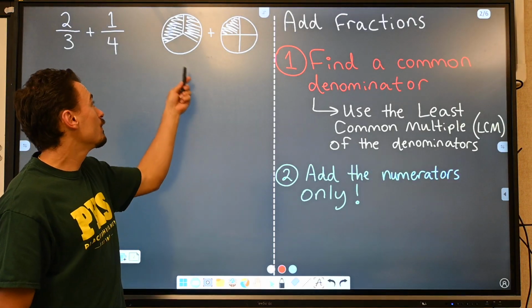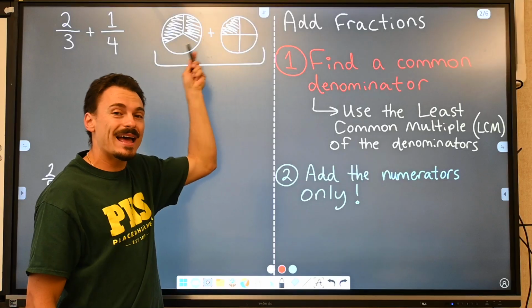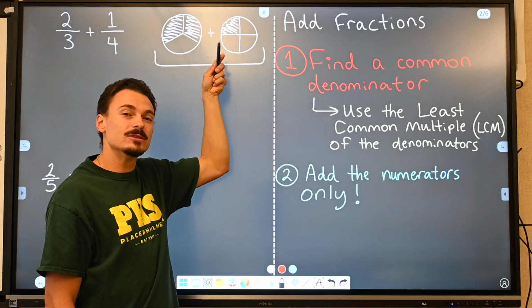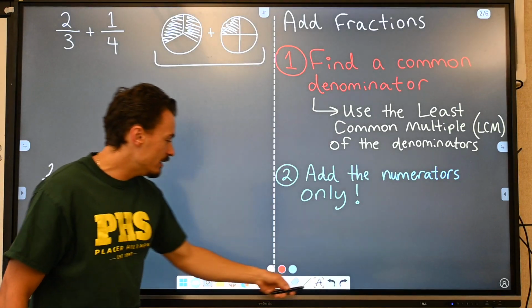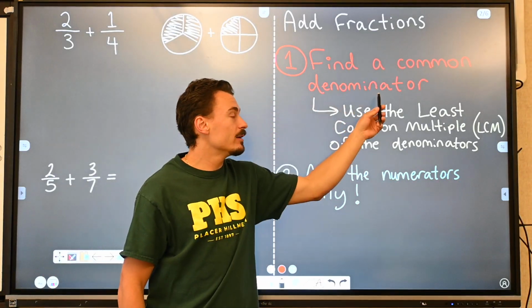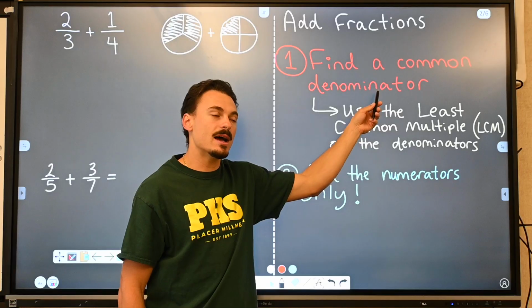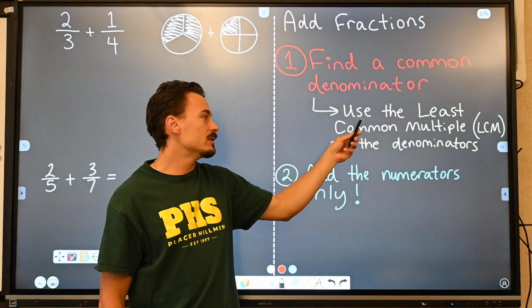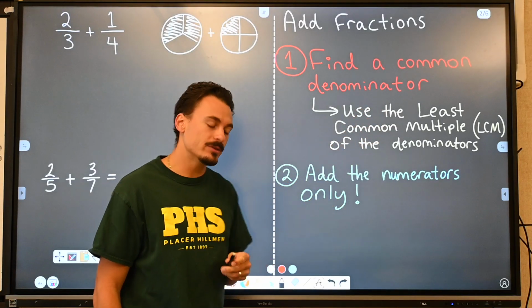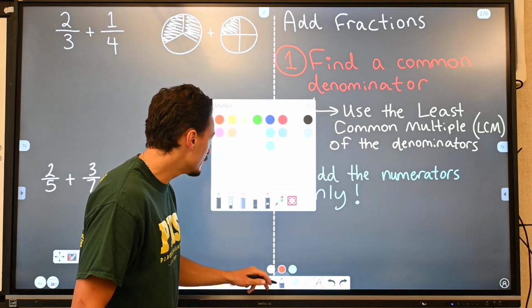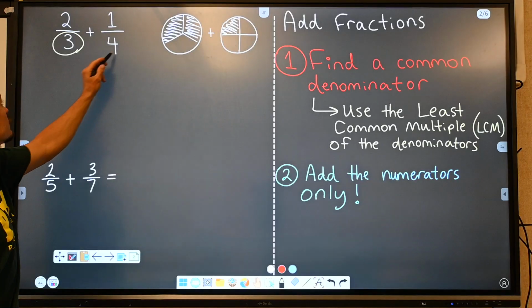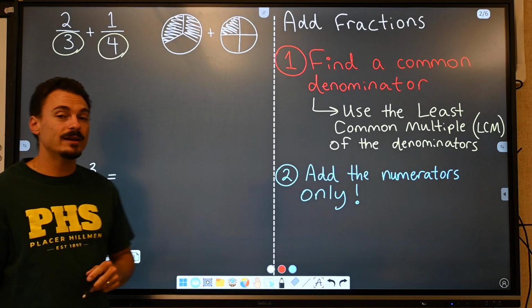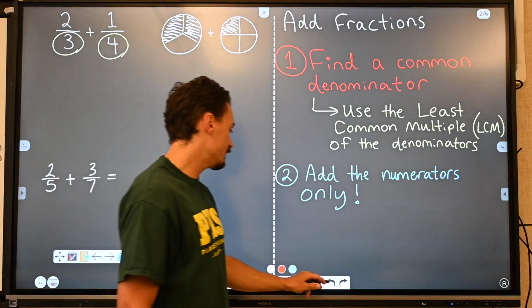Right now, we cannot add these together because the pieces are different sizes. Okay, so what we need to do is first find a common denominator. So we need to make the pieces the same size. We're going to do that by using the least common multiple, and then we're going to add the numerators. Let's do it. All right. So first of all, the bottom numbers are 3 and 4. So those are our denominators.